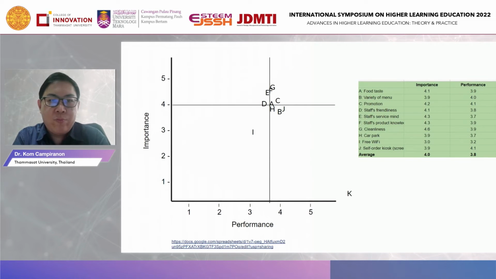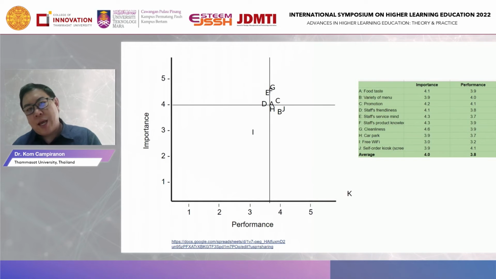The next one to improve is item D, which is staff friendliness. Customers think this is important, but they're not delivering very well. It's interesting that items D and E are quite similar in terms of staff service: E is staff service mind, D is staff friendliness. What you answered shows this is important to the customer, but they're not doing well. If I'm the manager at McDonald's, I'm going to improve that first.